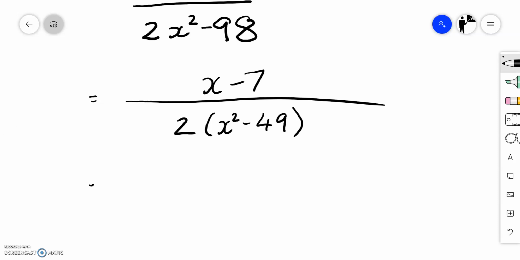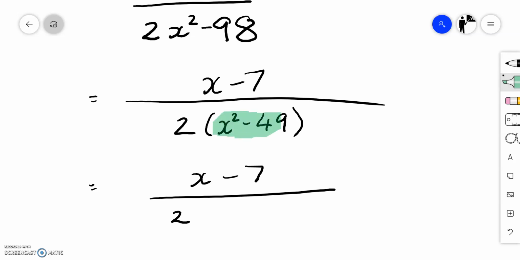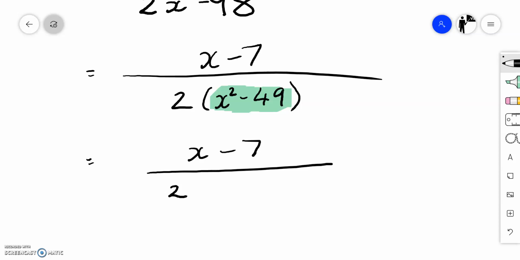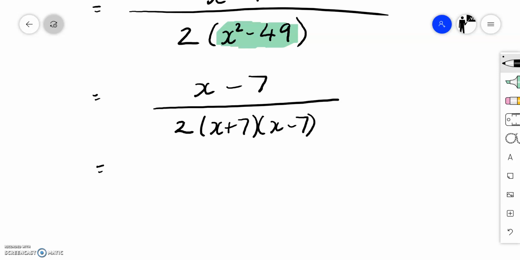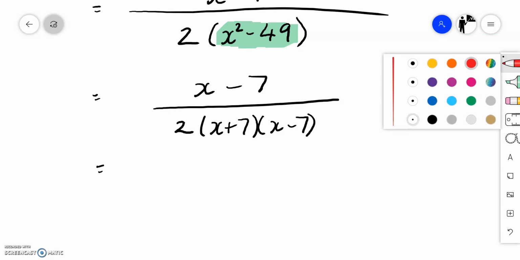When you factorise, particularly when you use a common factor, always check inside your bracket and check if you can factorise further. Because do you see inside that bracket, we've actually got a difference of squares. 7 squared is 49. So I've got x squared take away 7 squared. So I can rewrite that as x plus 7, x minus 7. And look, we've got that x minus 7 now appearing on both the numerator and the denominator. So we can simplify them.